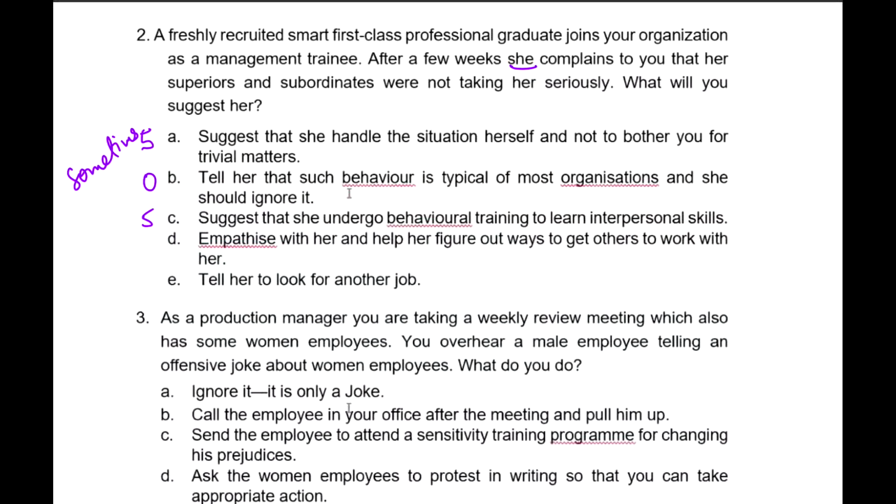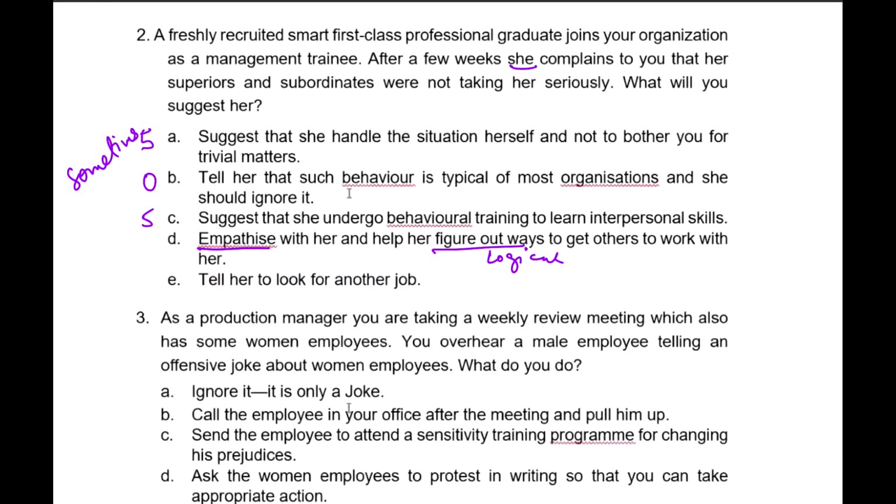Coming to option D. Here, option D is considered to be the best. Why? Because you're empathizing with someone. You're trying to understand what she's saying. And that's what is expected out of any person, whether you're a manager, you're a colleague, you're a friend, even if you don't know her very well, but she's coming and crying in front of you or just telling her pain, you should empathize. Try to figure out which is the logical method here to get others to work with her.